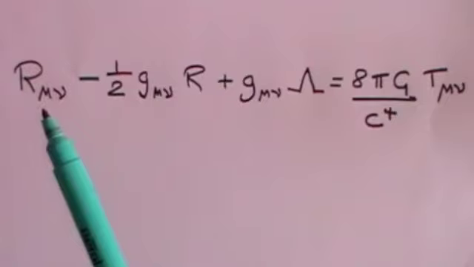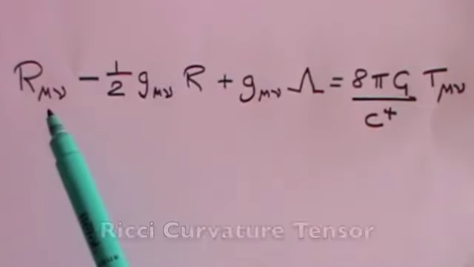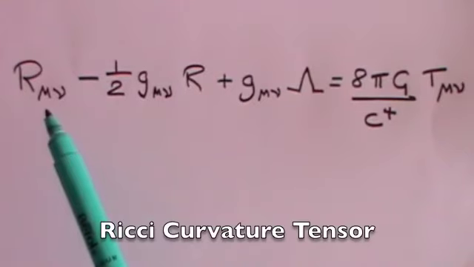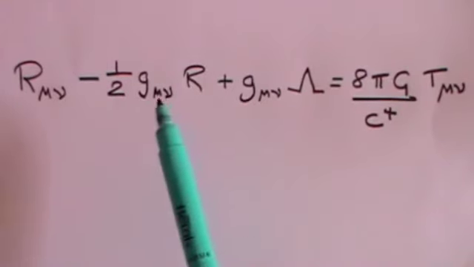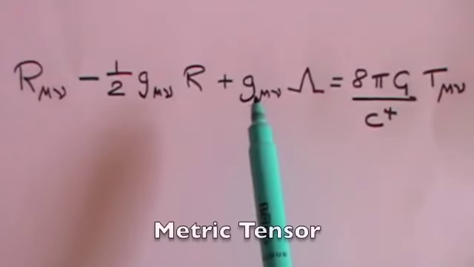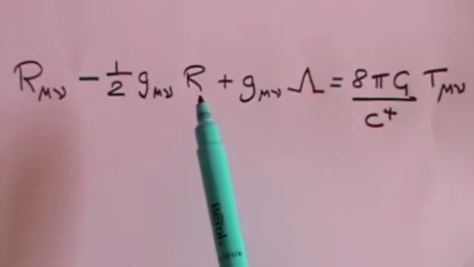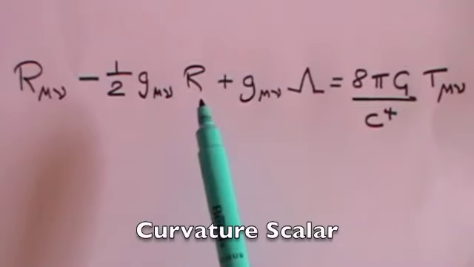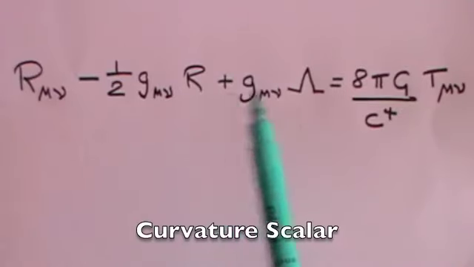First, we've got this peculiar term R mu nu, which is called the Ricci curvature tensor. We'll derive that. Then in 2 places we've got this term g mu nu. G mu nu is the metric tensor. We'll derive that. Then we have R, but with no indices. That's called the curvature scalar, and we'll show what that is.